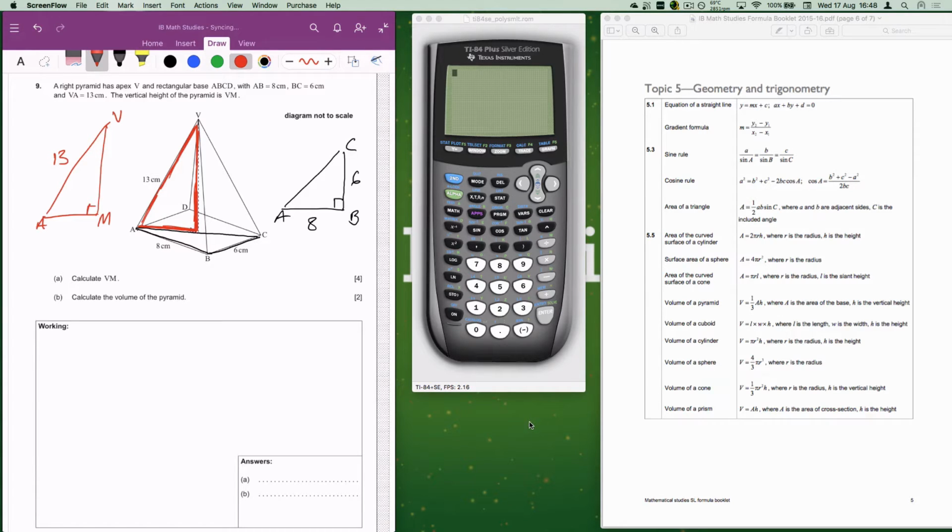Okay, but what we notice is that M is halfway along AC. So if we work out the length AC, we would know this length here, and we could use Pythagoras Theorem to work out the height VM. So basically this is to use Pythagoras Theorem twice.